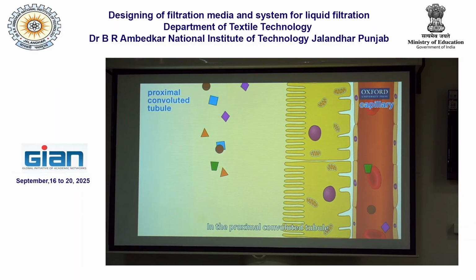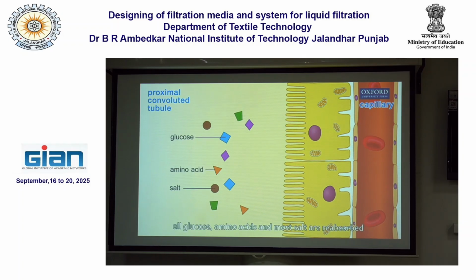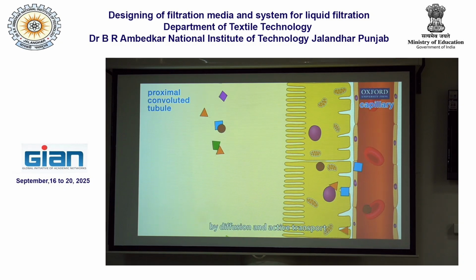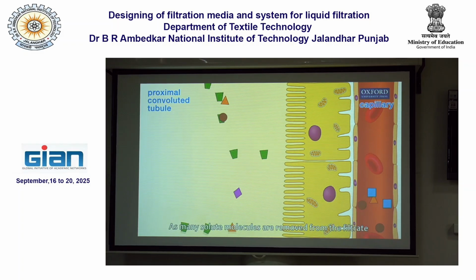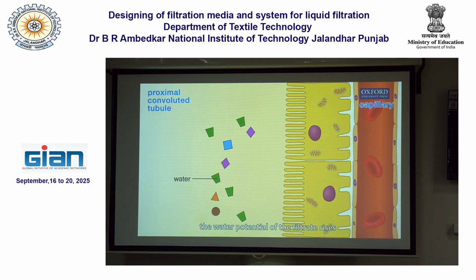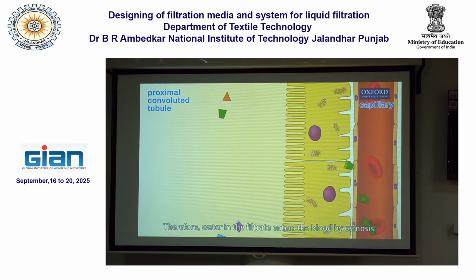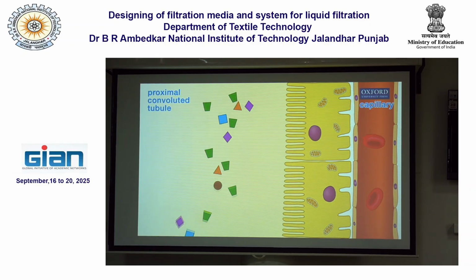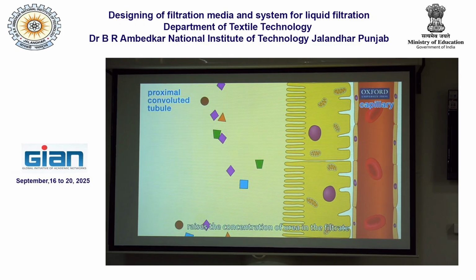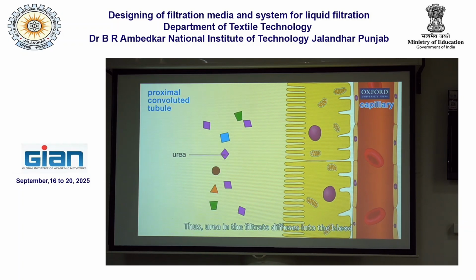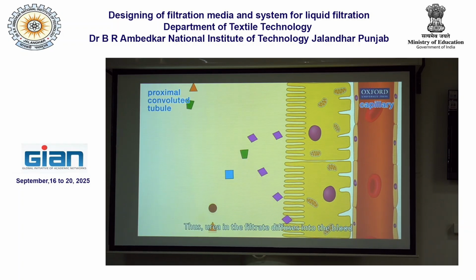In the proximal convoluted tubule, all glucose, amino acids, and most salt are reabsorbed by diffusion and active transport. As many solute molecules are removed from the filtrate, the water potential of the filtrate rises. Therefore, water in the filtrate enters the blood by osmosis. The reabsorption of water raises the concentration of urea in the filtrate. Thus, urea in the filtrate diffuses into the blood.